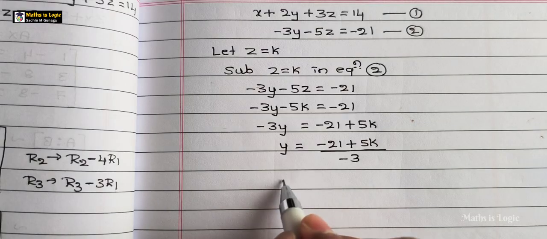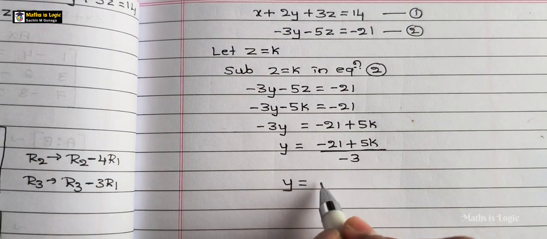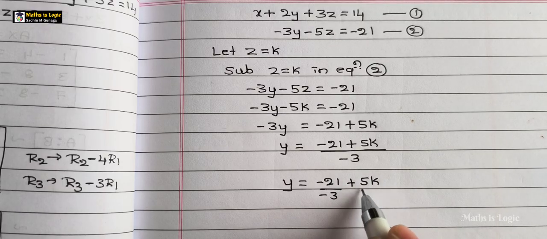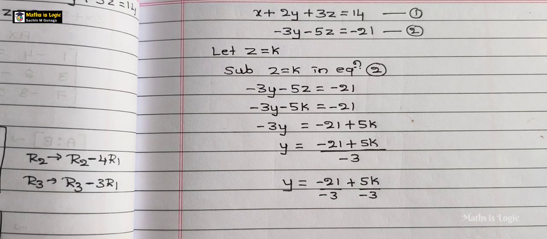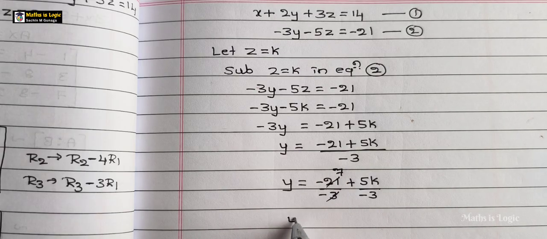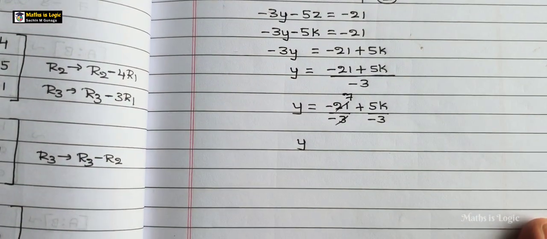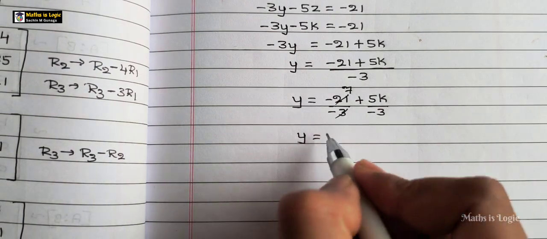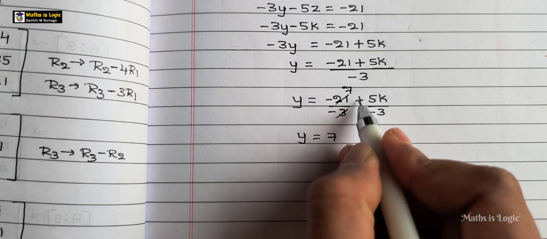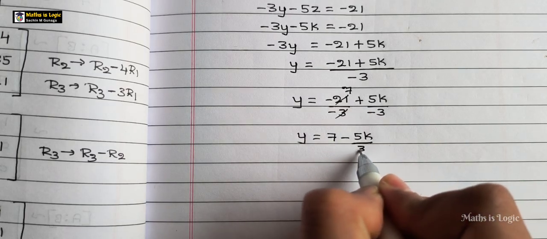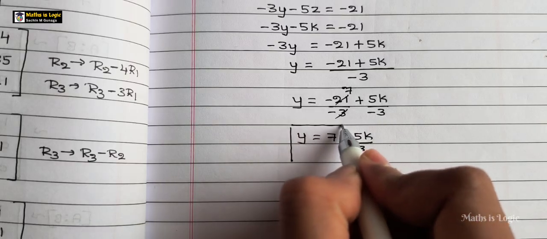So this can be written as y is equal to, write it separately, minus 21 divided by minus 3 plus 5k divided by minus 3. Cancel, 7. Therefore y is equal to, minus divided by minus is plus, therefore 7, plus into minus is minus, 5k divided by 3. So this is which value?